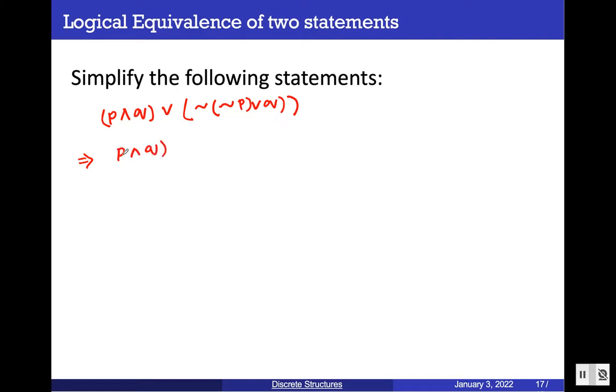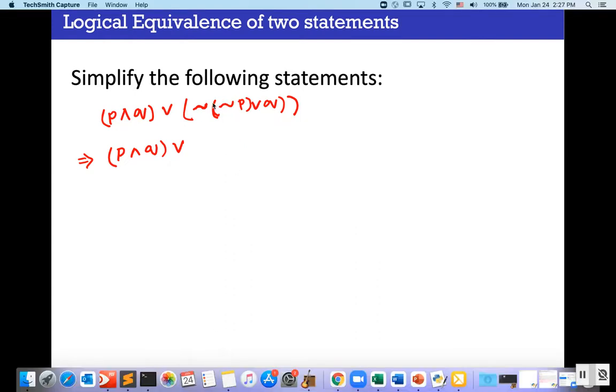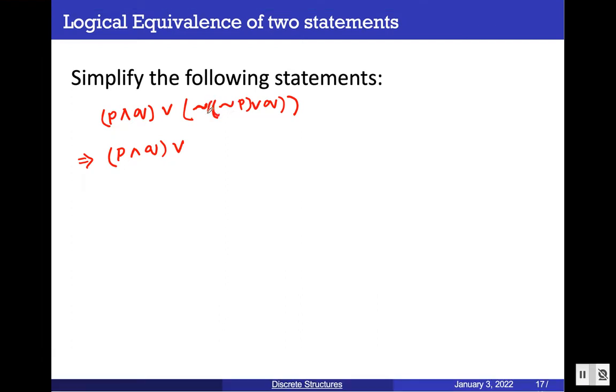P or Q. Now, if you think about that, we have the negation operator, and the negation applies to both here. Negation of P or Q. So this statement is like that.